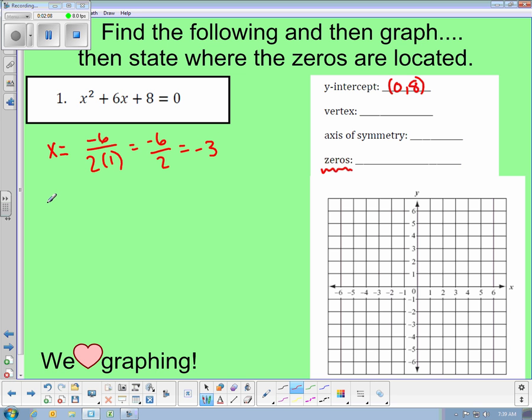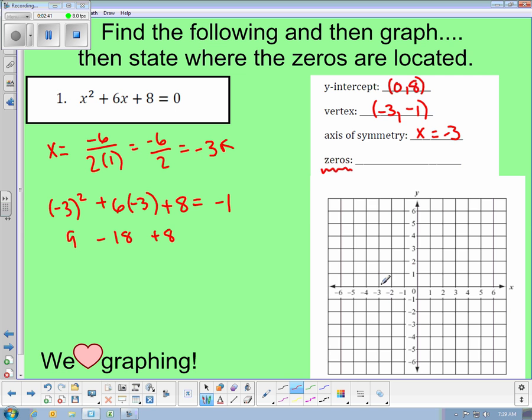And then find the y-coordinate. You'd have negative 3 squared. Don't forget to put that in parentheses. When you have that negative especially, it's important to put that in parentheses. And that's going to give me 9. That's going to give me negative 18. That's going to give me positive 8. So I end up with a negative 1 there. So my vertex is (negative 3, negative 1). The axis of symmetry is always the same as the x-coordinate of the vertex, so x equals negative 3.